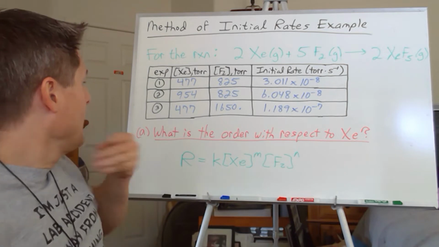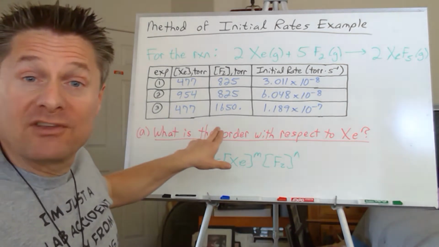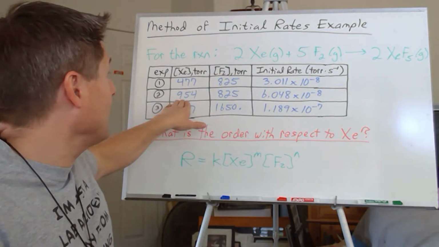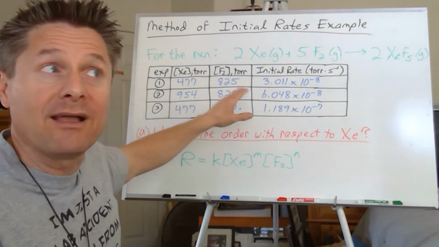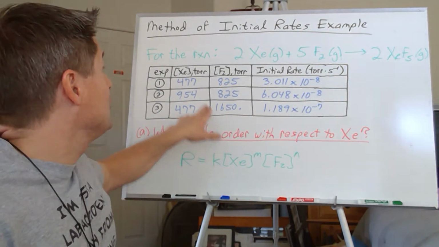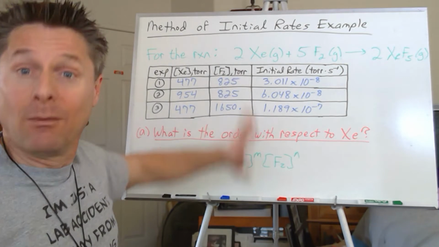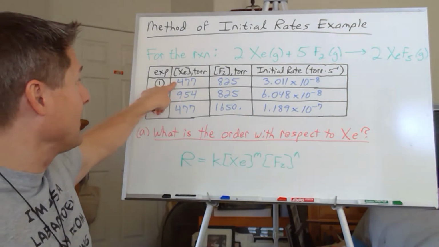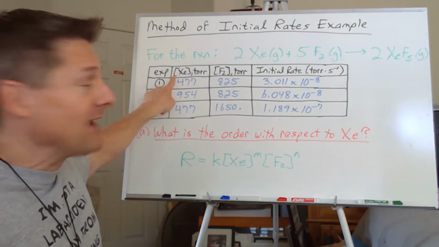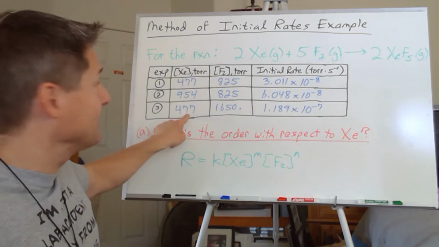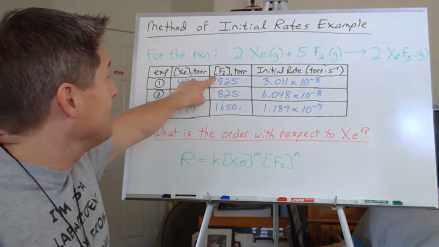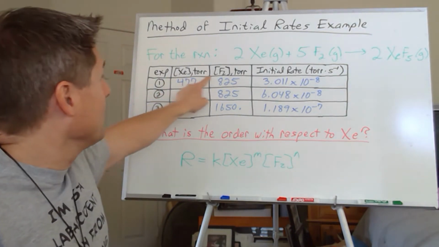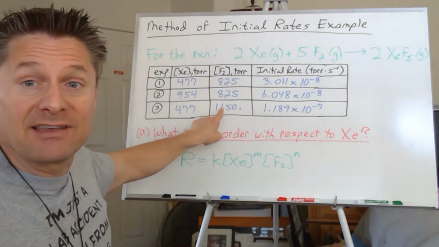All right, so let's do a third experiment. Now, in the second one, we doubled xenon holding fluorine constant. Now, in this third one, we need to hold the xenon constant and double the fluorine. So we hold the xenon constant as the same as experiment 1, at 477, right? But we take the initial fluorine from experiment 1 and double it to 1,650.